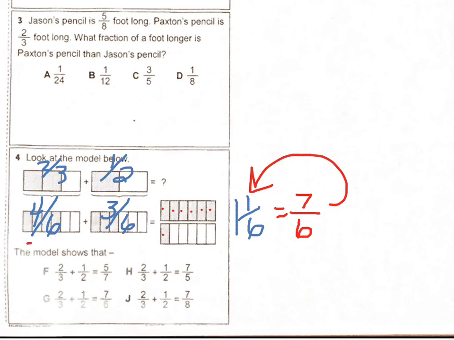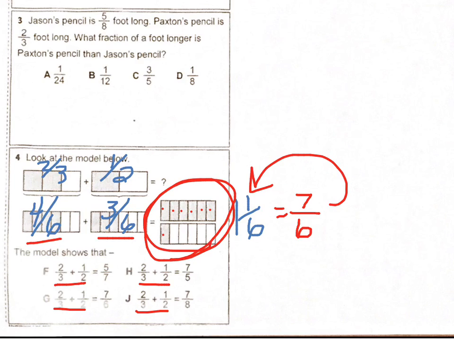So if you just look at these, 4/6 plus 3/6, you're not going to get your answer. 2/3 plus 1/2, right? This was your answer right here. They gave you the answer. You just had to discover that 1 1/6 is the same as 7/6.